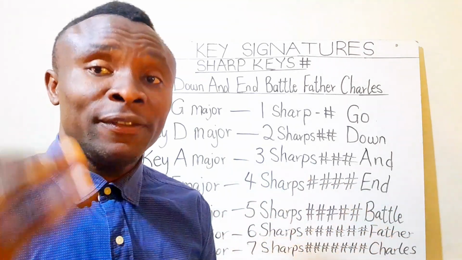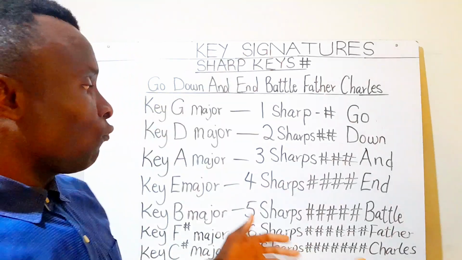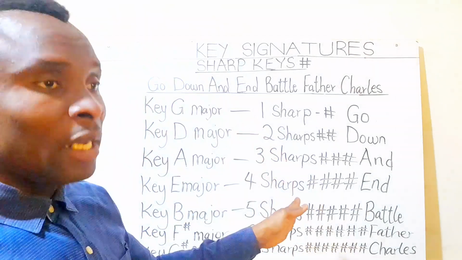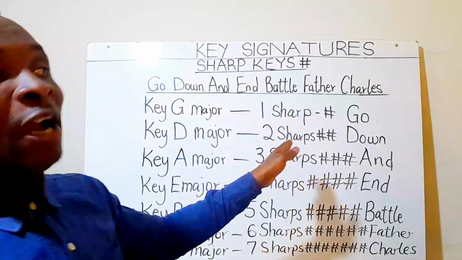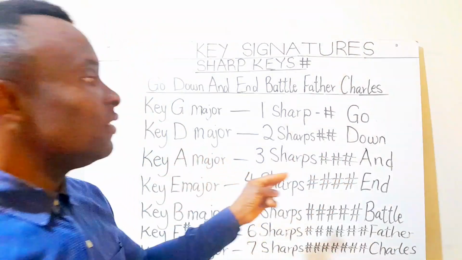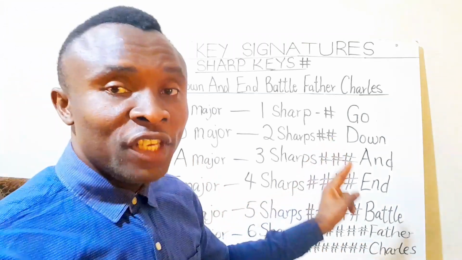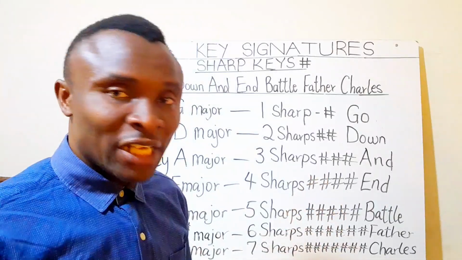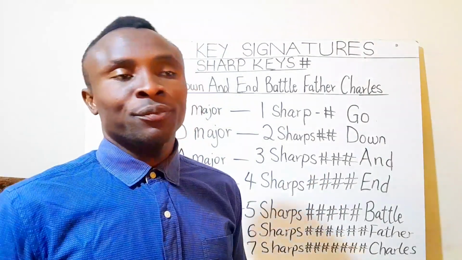But in terms of identification of key signs on music sheets, this still stands. The number of sharps you have here determines the key of the song. If you have 1 sharp, it is the key of G. If you have 2 sharps, it is the key of D. If you have 3 sharps, it is the key of A major. If you have 4 sharps, it is the key of E. If you have 5 sharps, it is the key of B. If you have 6 sharps, it is the key of F sharp. If you have 7 sharps, it is the key of C sharp major.